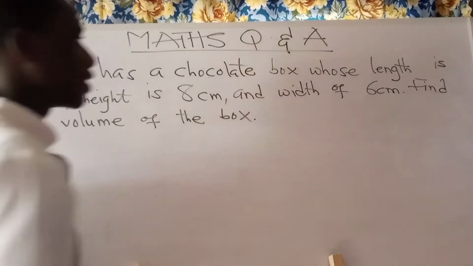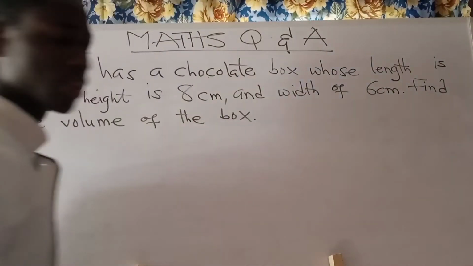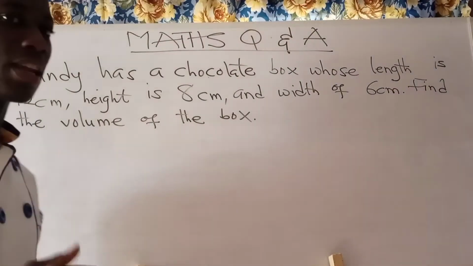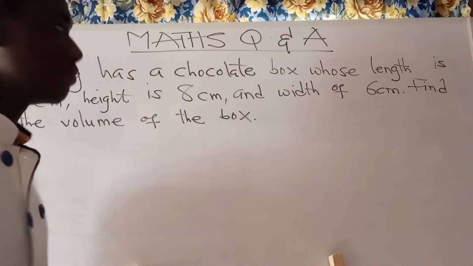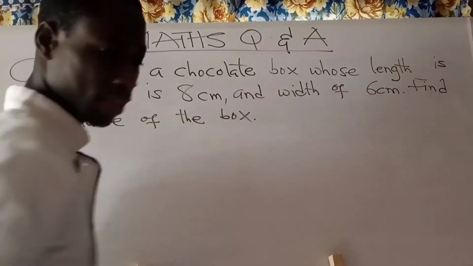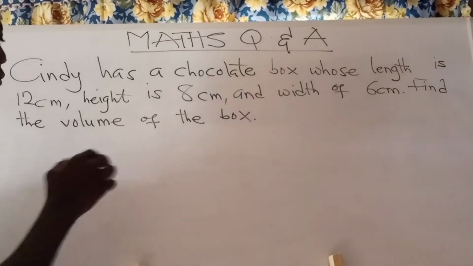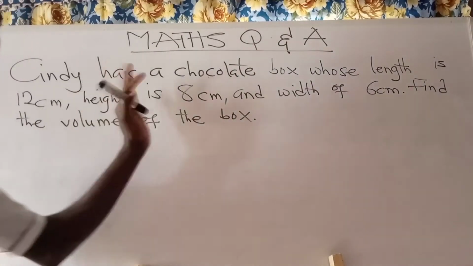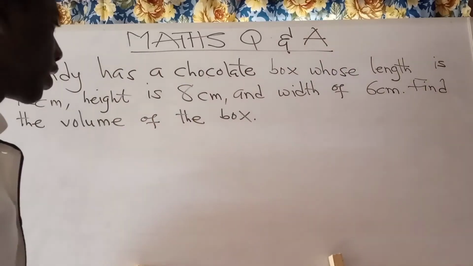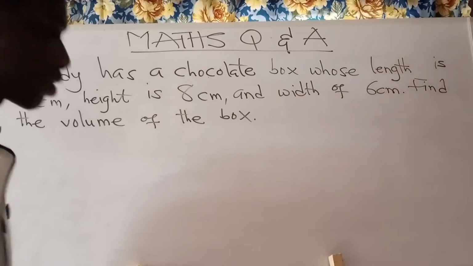And in this case, the figure we are going to talk about is a chocolate box, okay? Which represents something like a cuboid, having a length, having a height, and then a width. So in order to find the volume of such a figure, this is a word problem question. So first, draw the figure. Let's draw something to represent the chocolate box.